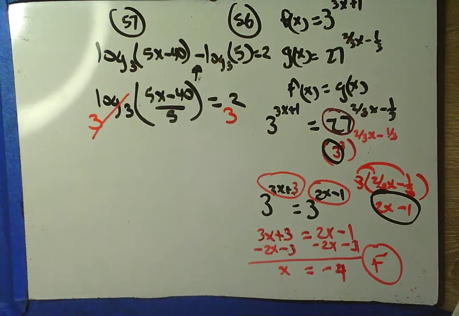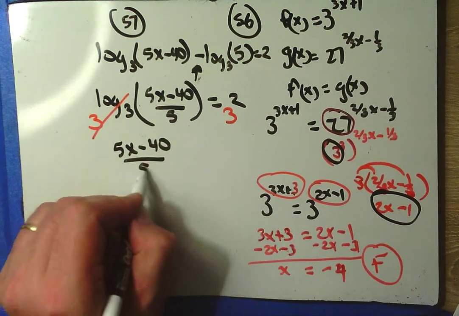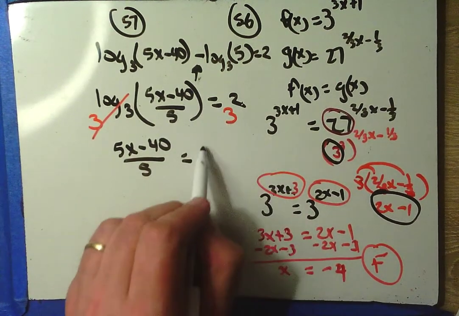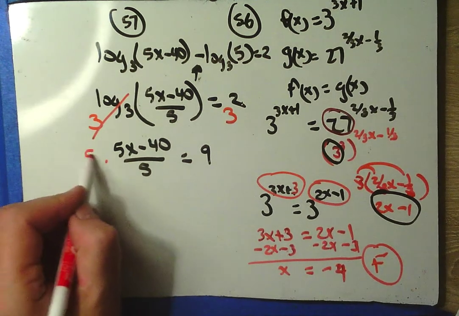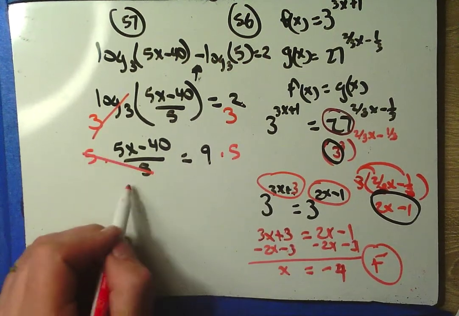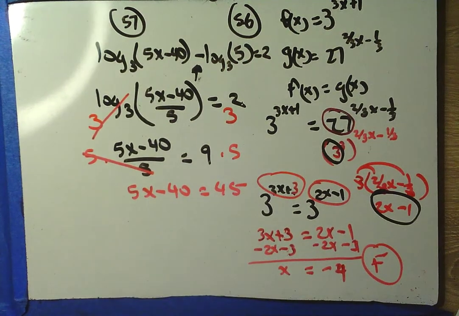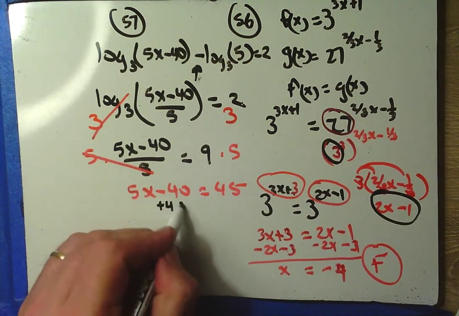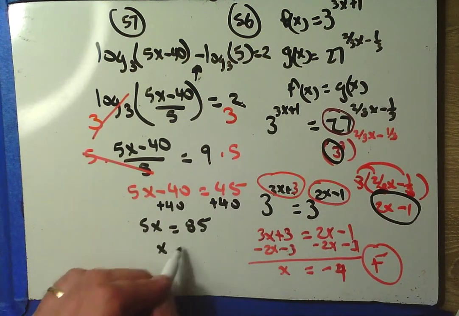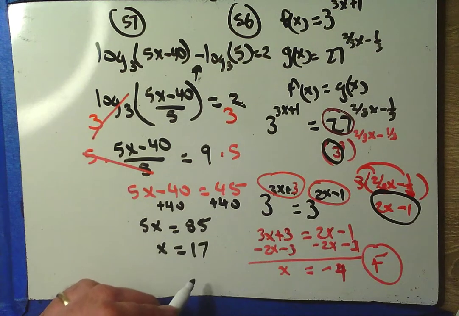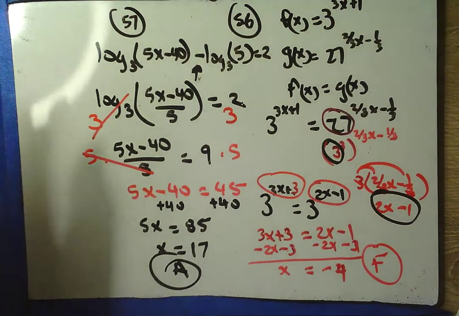So these will cancel. On the left, I'm going to have (5x minus 40) over 5. And on the right, I have 3 squared, which is 9. Okay, so to solve this equation, let's multiply both sides by 5. We get 5x minus 40 equals 45. We have to add 40 to both sides now. We get 5x equals 85, or x equals 17. X equals 17 is choice A. A is my answer to number 57.